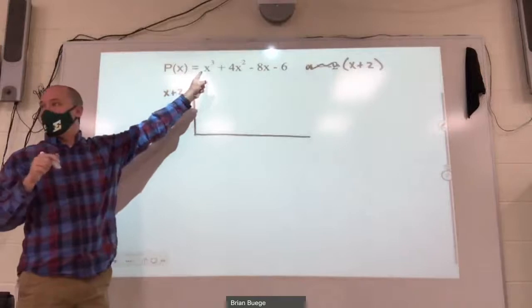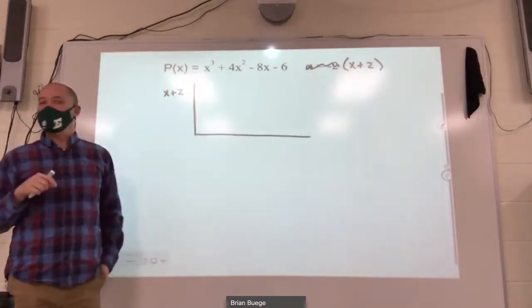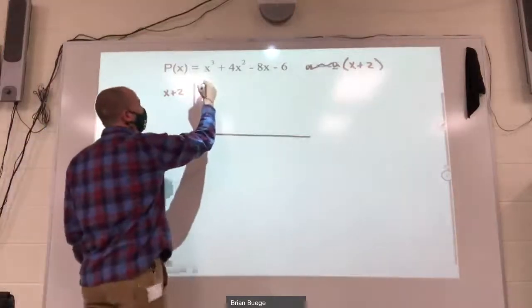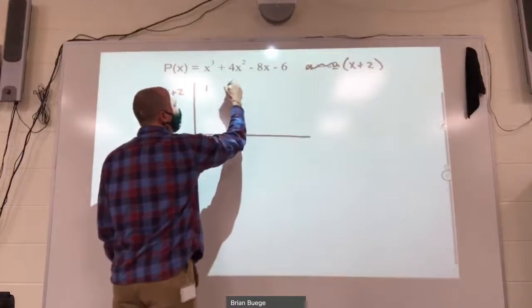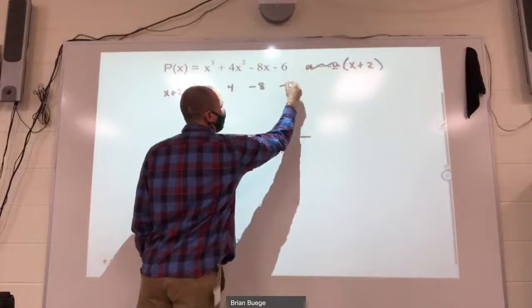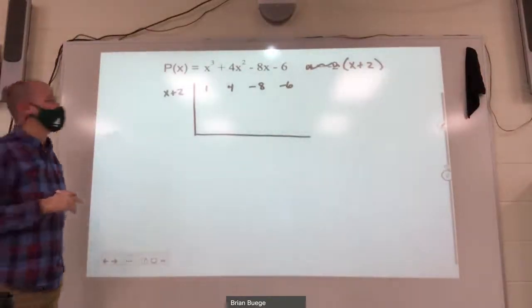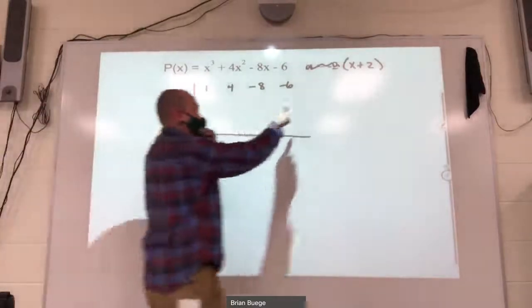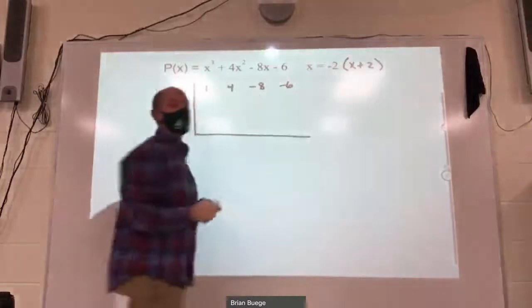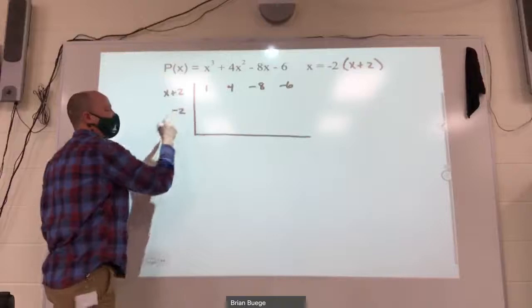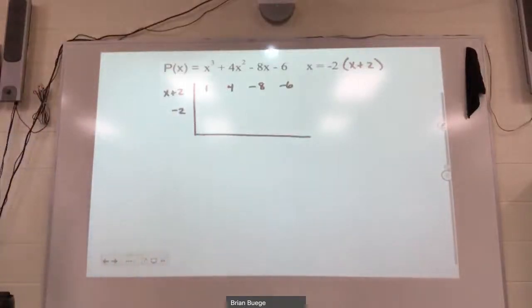Now, if you remember at the beginning, I said we can take the variables out and just use the numbers. So here I'm going to have a 1x cubed, a 4x squared, a negative 8x, and a negative 6. Get rid of the variables, just use the coefficients. Then, instead of using a factor, I'm going to use the 0 instead. So if x plus 2 is the factor, that means negative 2 is the number that I'm using. I'm going to use the 0 here when we do synthetic division.